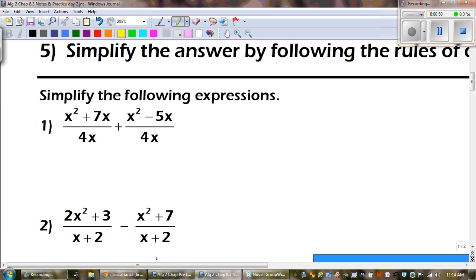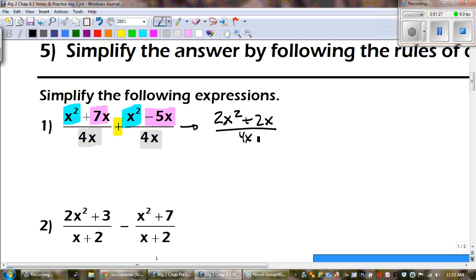So I like to check, make sure we have the same denominator, and then I want to look at what operation we're doing. Okay, that's telling me that we're adding. So how many x squareds do we have on the top? I counted 2. So this goes to 2x squared, and then we're going to combine our x's. 7x minus 5x is a positive 2x, and that's all divided by 4x.